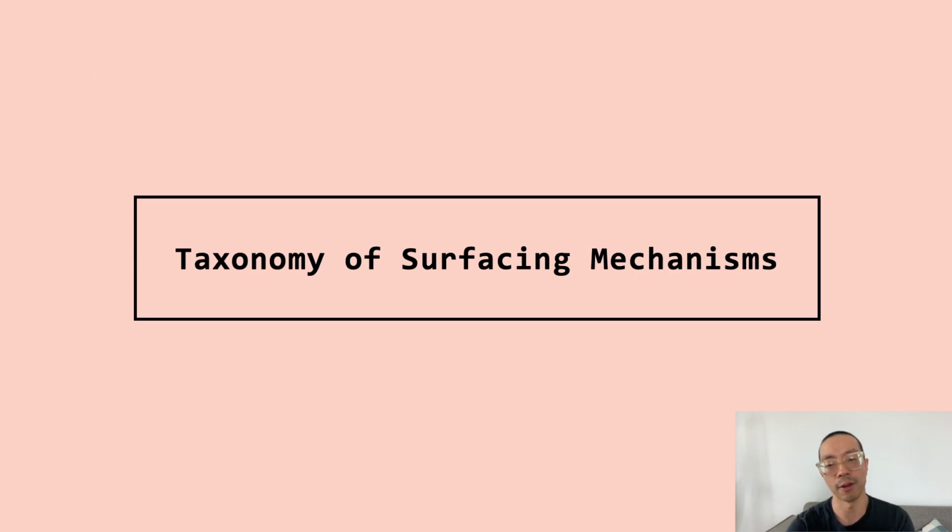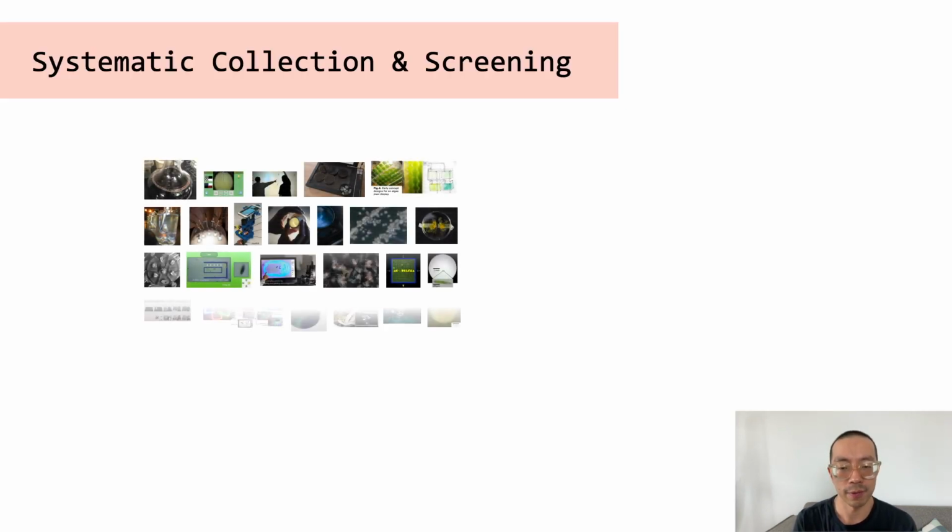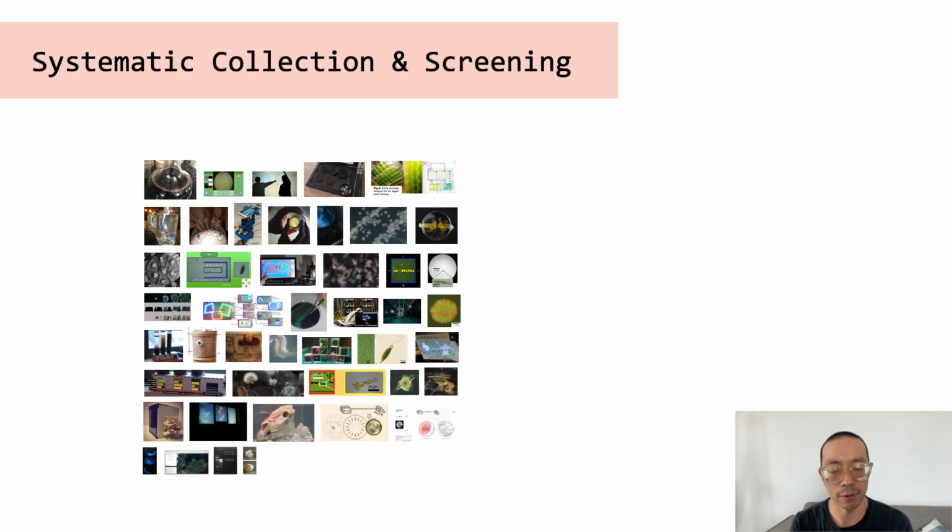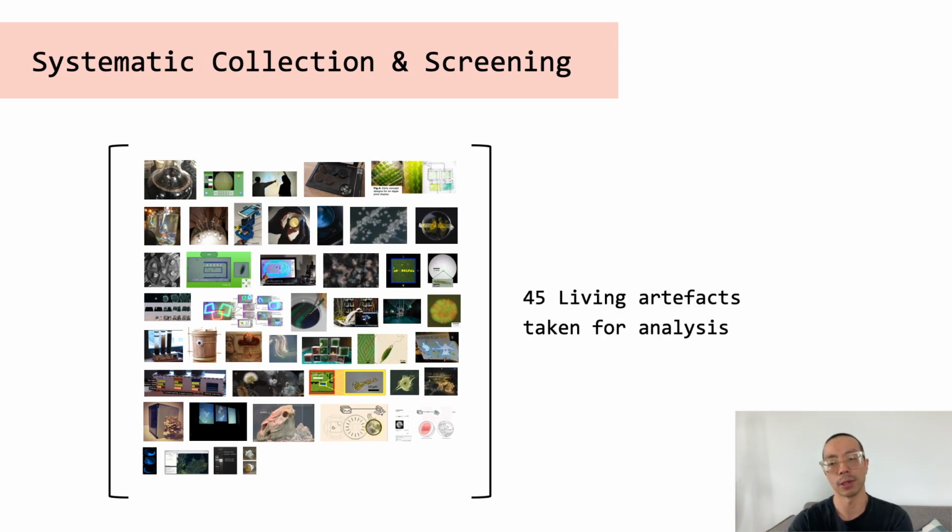In response, we have developed a taxonomy of surfacing mechanisms that designers could use to overcome these microbial constraints and to strategize their ways of designing. To achieve this, we first began with systematic collection and screening of living artifacts, sourced mainly from three major databases: ACM Digital Library, Springer, and IEEE. From this process, a total of 45 living artifacts were identified. The intention here was to obtain a snapshot and an overview of different microbial explorations that had been undertaken in HCI.